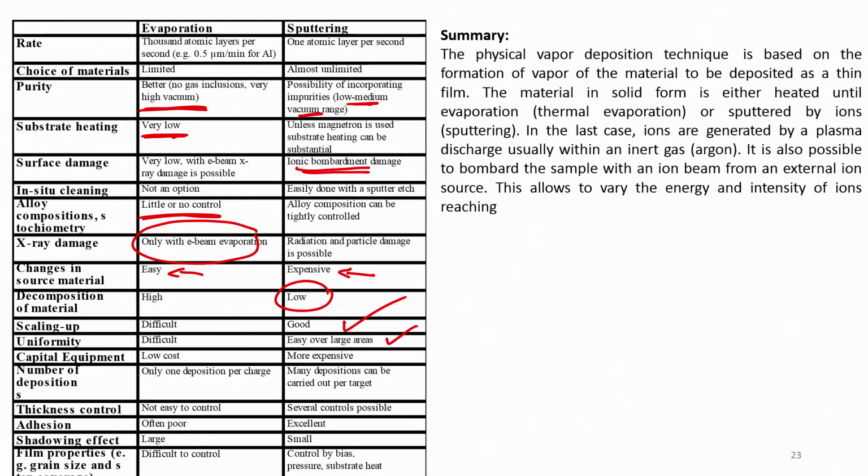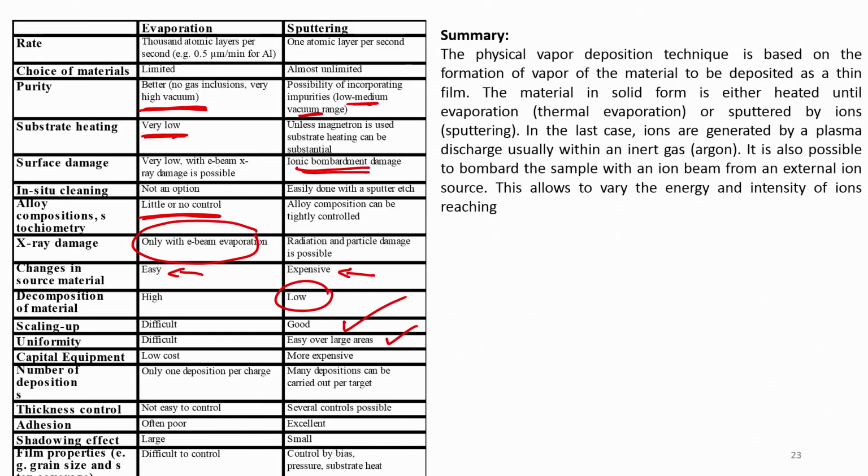Thickness control, in sputtering we have several controls possible. We cannot exactly say not easy to control, there are new sophisticated tools that can control the thickness of the film in E-beam and thermal evaporation as well. When it comes to adhesion of the film, sticking the film on the substrate, in thermal evaporation or E-beam evaporation the adhesion of the film is poor, while in case of sputtering it is excellent. Another problem with E-beam evaporation or thermal evaporation is shadowing effect, while in sputtering it is small.